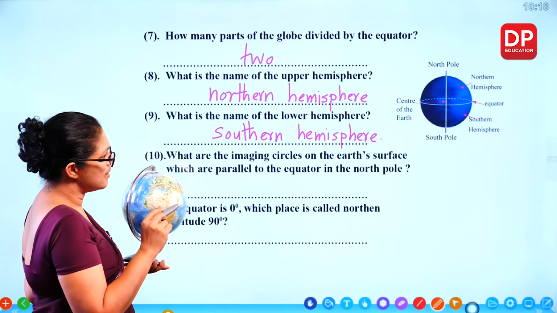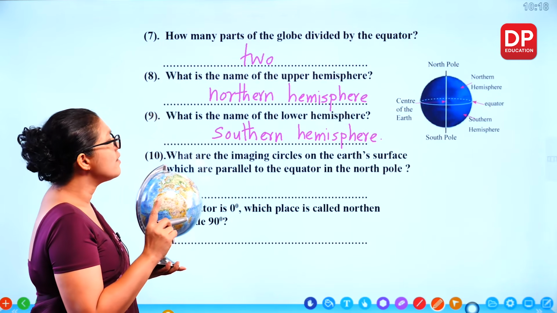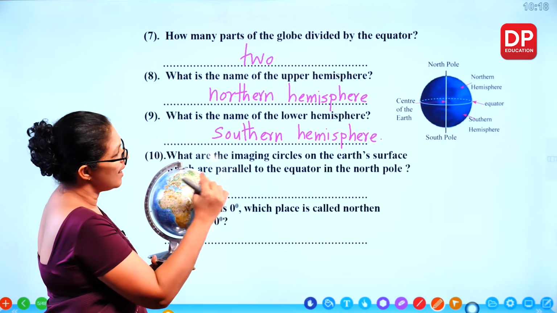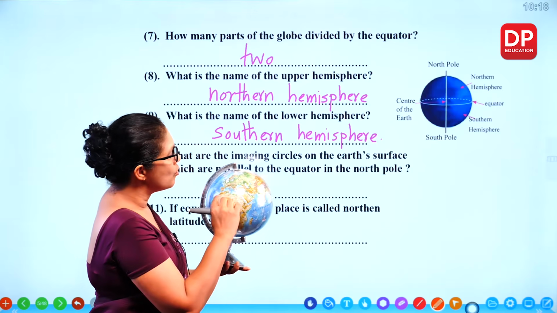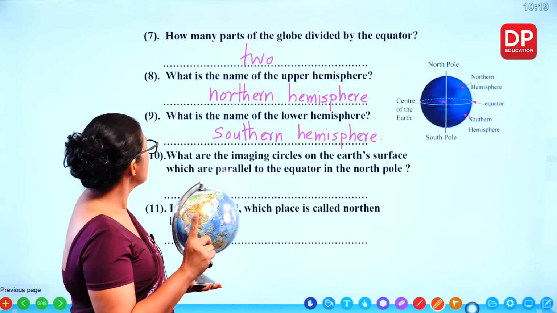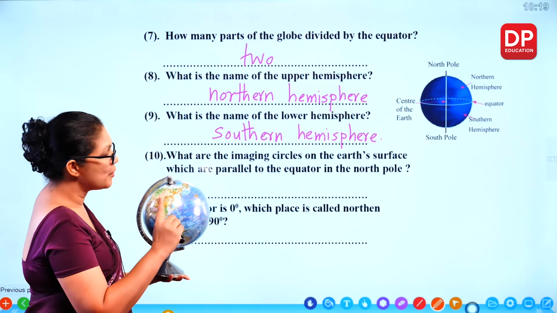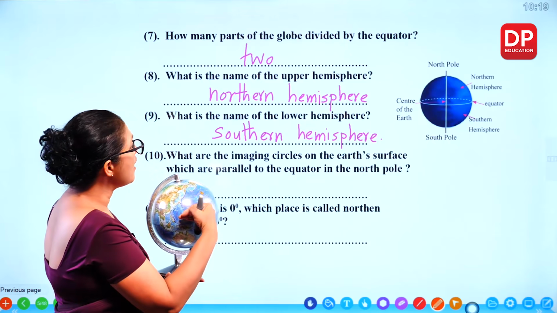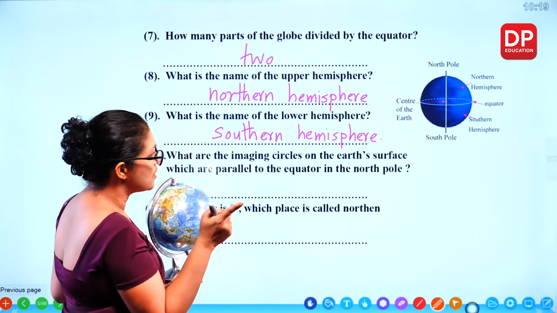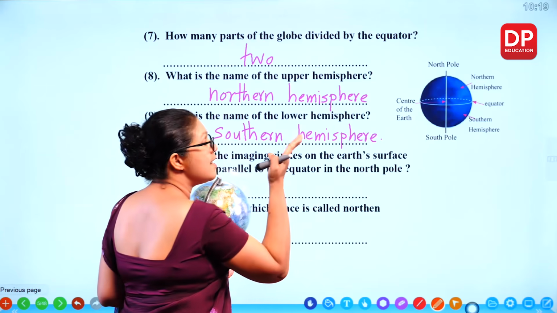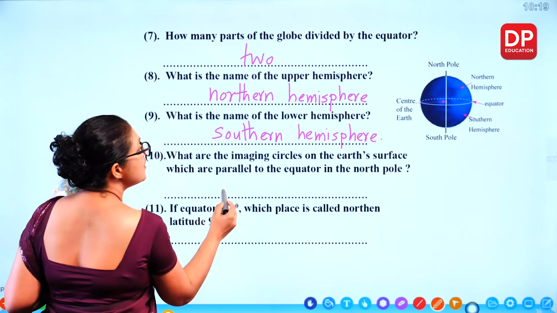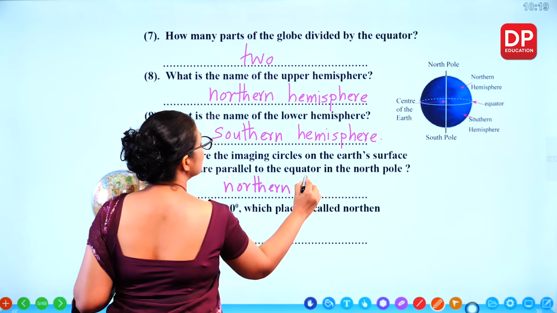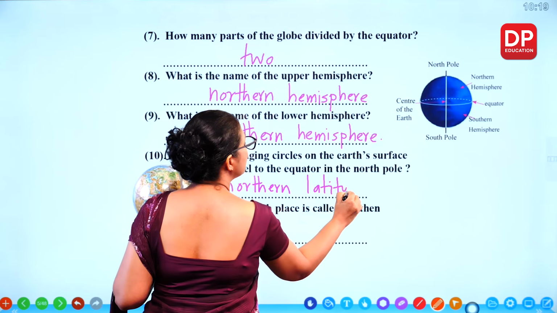What are the imaginary circles on the Earth's surface which are parallel to the equator in the North Pole? So you get lines here, horizontal lines. So what you call that? Those are imaginary circles on Earth's surface which are parallel to the equator in the North Pole. So you get horizontal lines parallel to the equator. So we call those latitudes. But if this is in North Pole, that's northern latitudes.